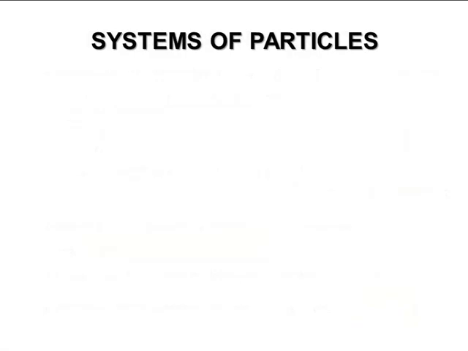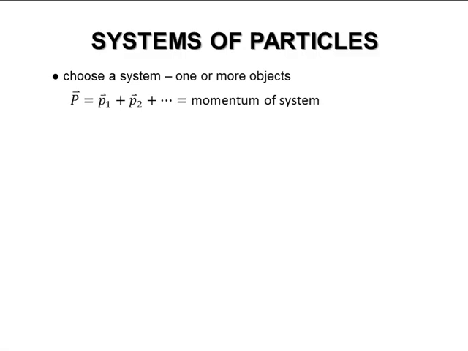Now let's apply what we know about momentum and impulse to systems of particles. So the idea here is we have to choose a system, which is to say we have to choose one or more objects that we want to focus our attention on, and then we can define what's called the momentum of the system. We find the momentum of each part of the system, and add those all together into one big total. And then once we've defined the system, any forces acting on the different parts of the system can be divided up into one of two categories. There are internal forces. Those are forces exerted on one part of the system by another part of the system.